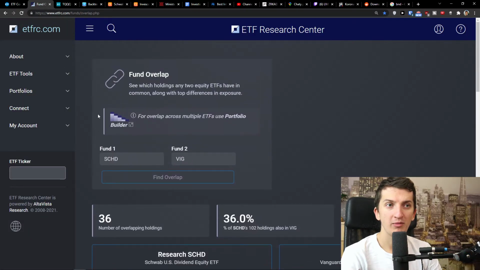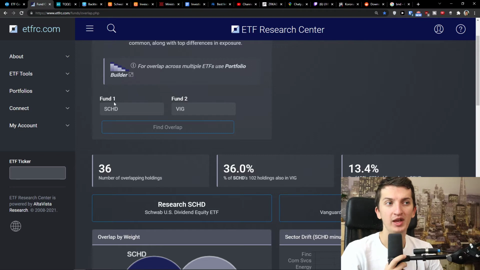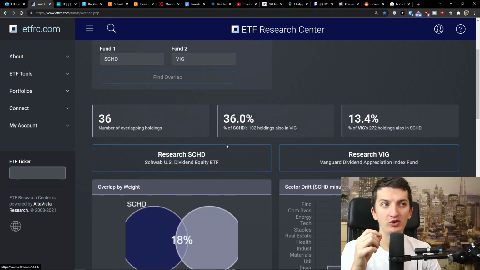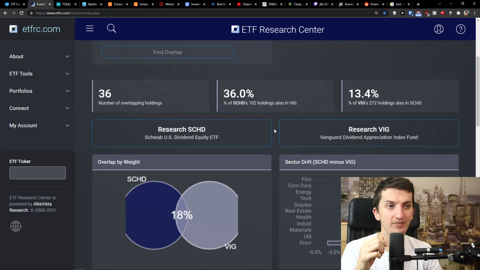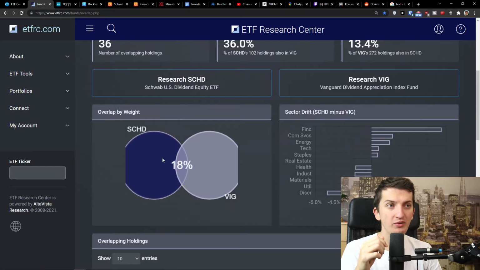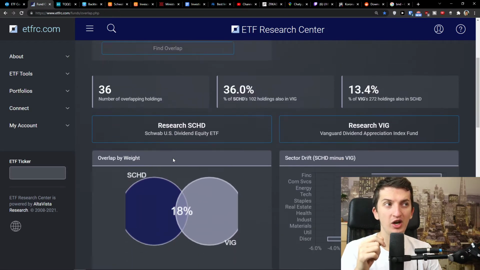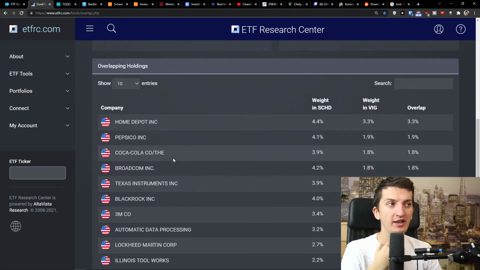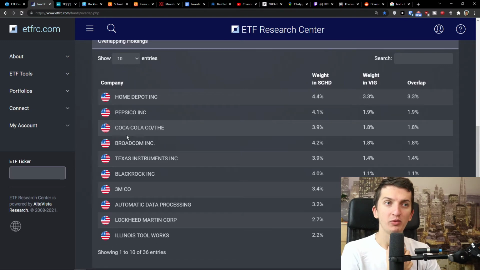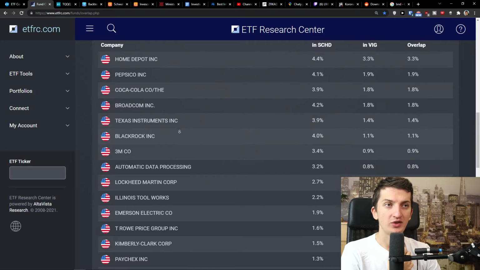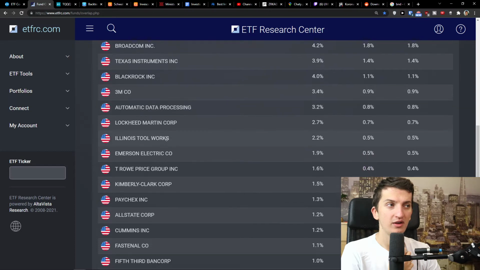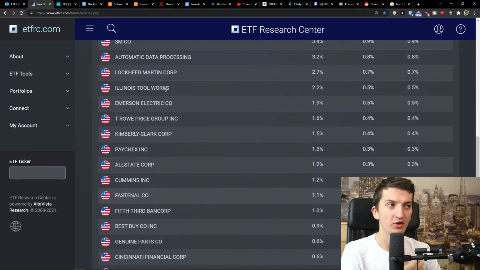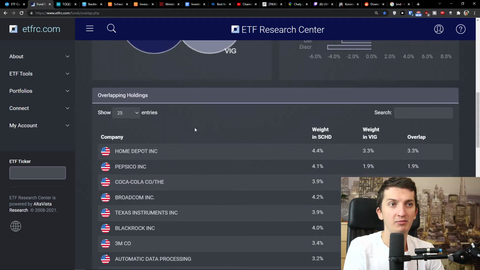Fund overlap, when we come here and we can have SCHD with VIG, we can see that 36% of SCHD's 102 holdings are also in VIG, and 13% of VIG's 272 holdings are also in SCHD. Now, you see right here, they are overlapping by 18% only, which is not much. And when we look at what they are actually overlapping in, Home Depot, PepsiCo, Coca-Cola, Texas Instruments, BlackRock, and those, and not so much, by only 18%.